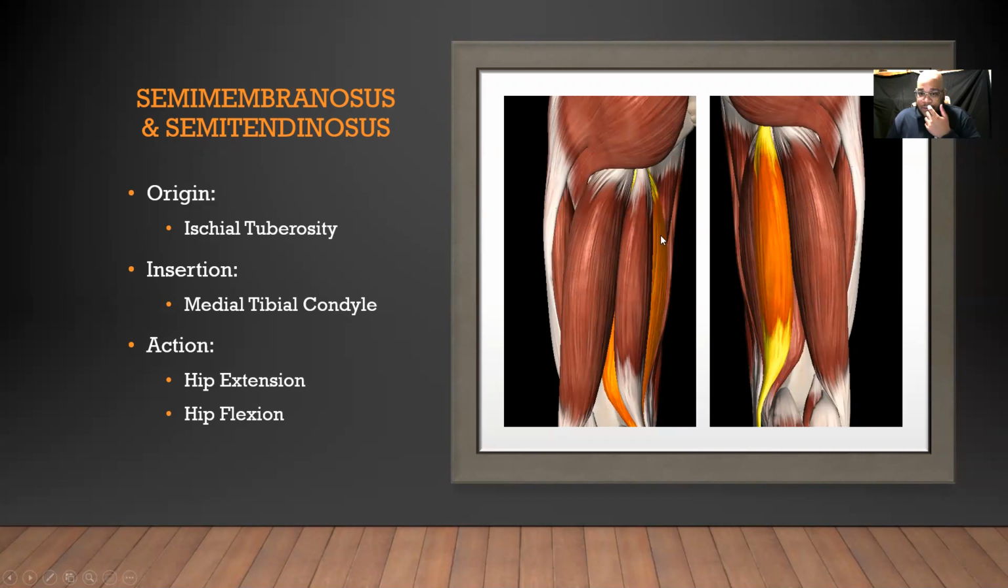So how can you tell the difference? Well, your semimembranosus is always going to be bigger than your semitendinosus. One way you can remember this is if you write out each word, the word semimembranosus is a lot longer than the word semitendinosus. So you should know that semimembranosus will always sit on the bottom, and semitendinosus will sit on top. Both of these muscles share a similar origin, which is the ischial tuberosity. They will both insert on the medial tibial condyle, and they will perform hip extension as well as knee flexion.